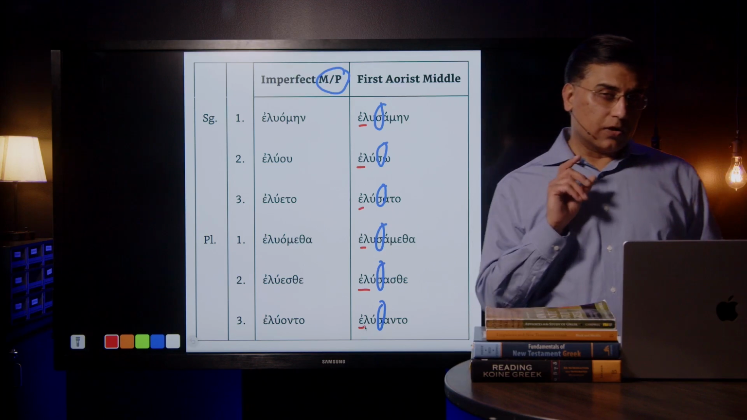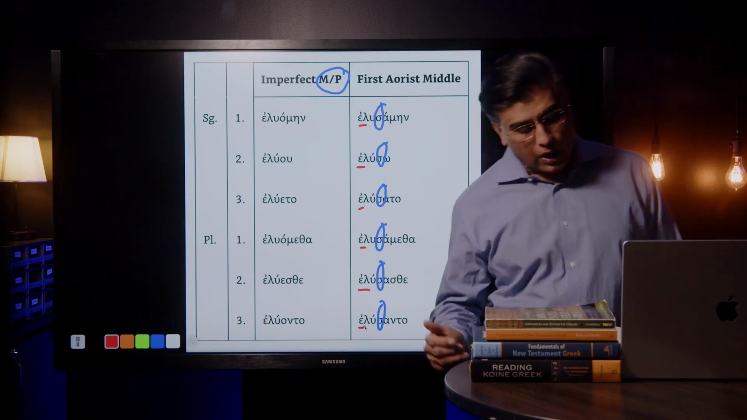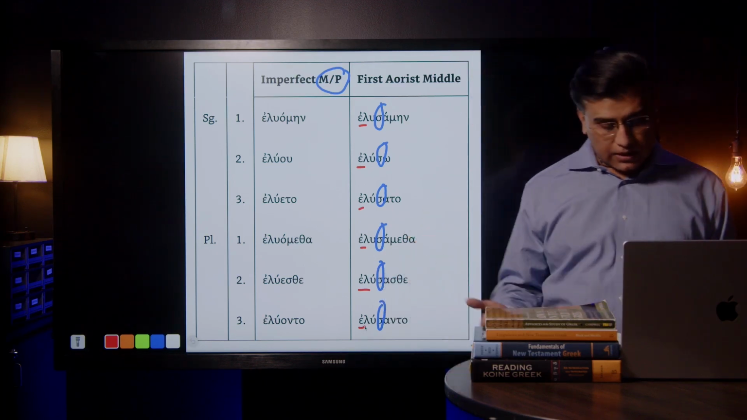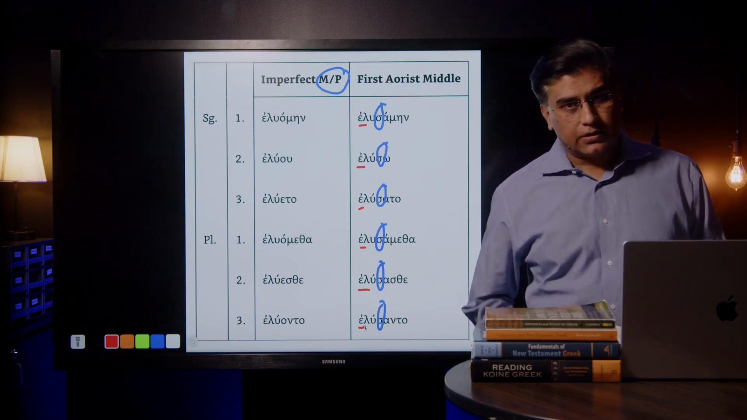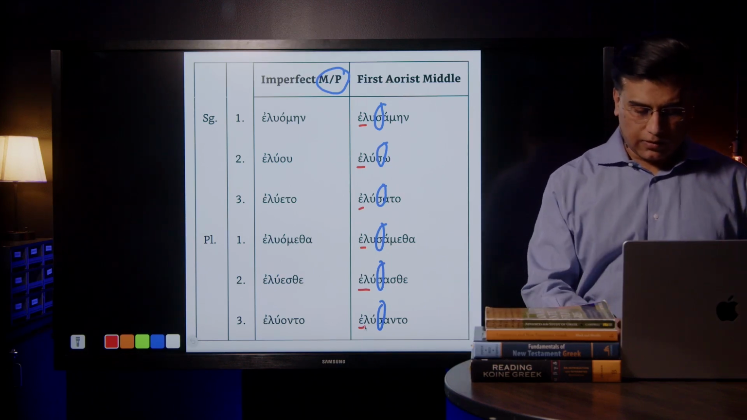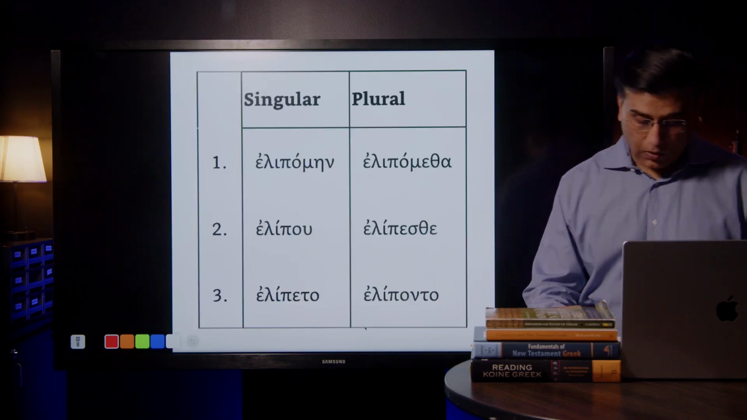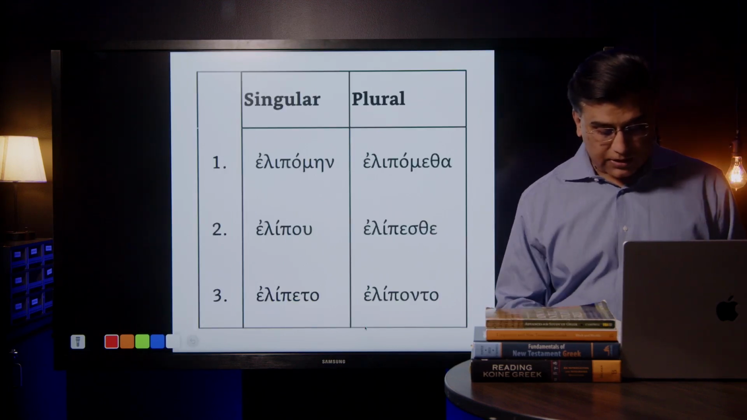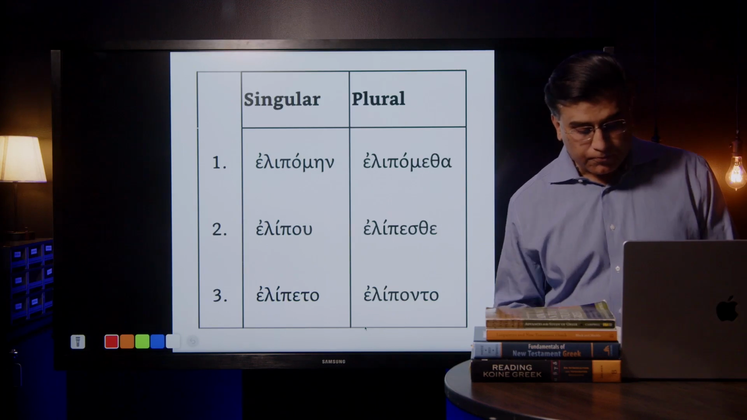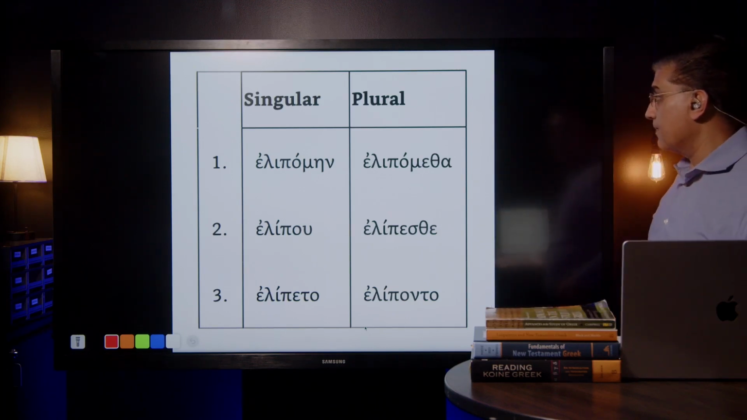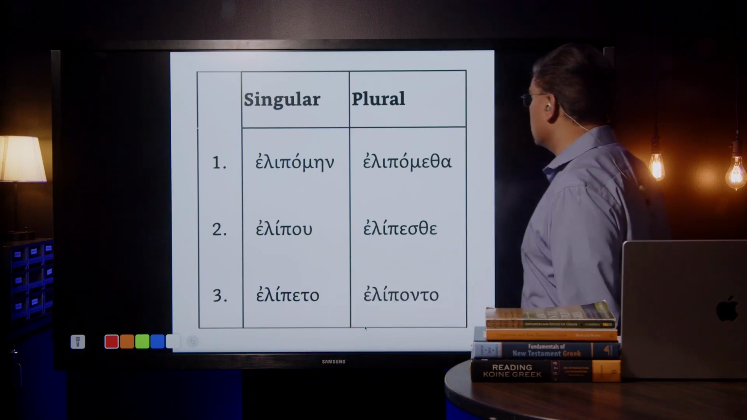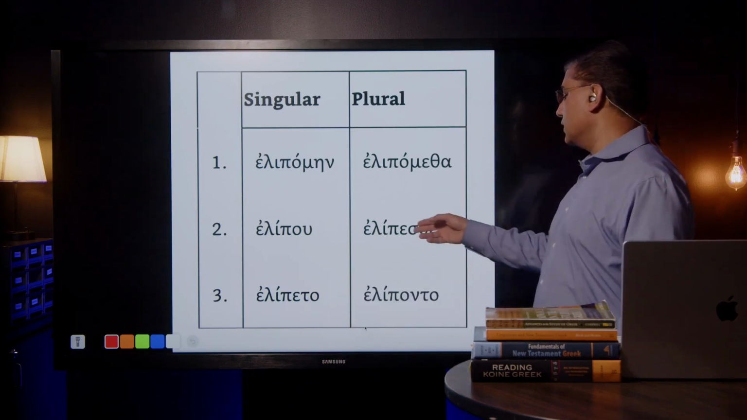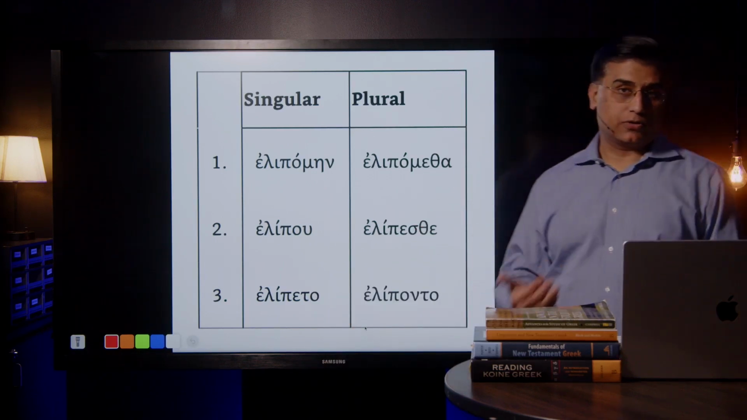But that's just your first aorist, because there's also a second aorist middle indicative. For example, the verb lipo. So how does it work with lipo? Right here: elipomen, elipou, elipeto, elipometha, elipesthe, eliponto.